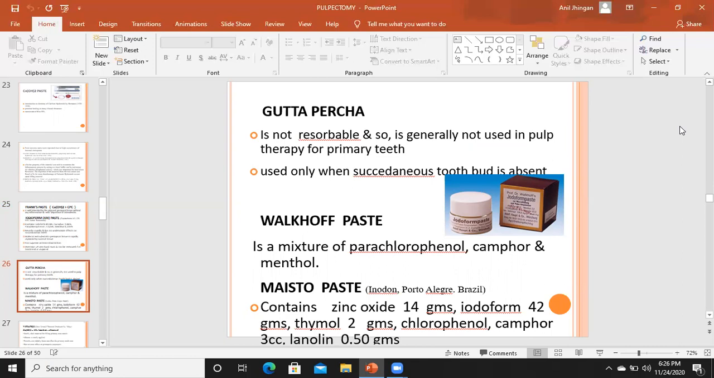Walkhoff paste is a mixture of parachlorophenol, camphor, and menthol, and Maisto paste contains zinc oxide, iodoform, thymol, chlorophenol, and camphor, along with lanolin.